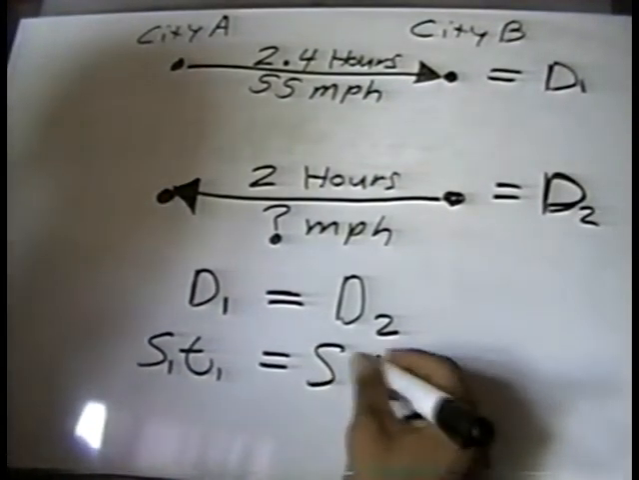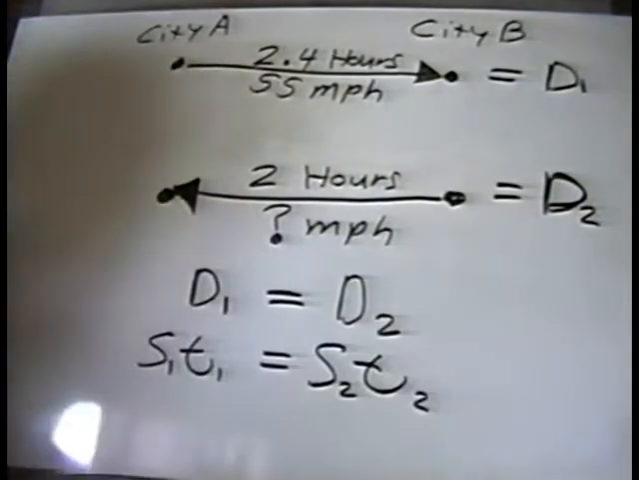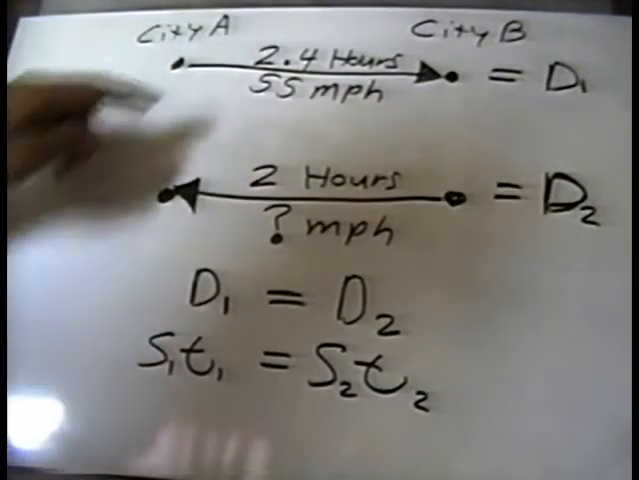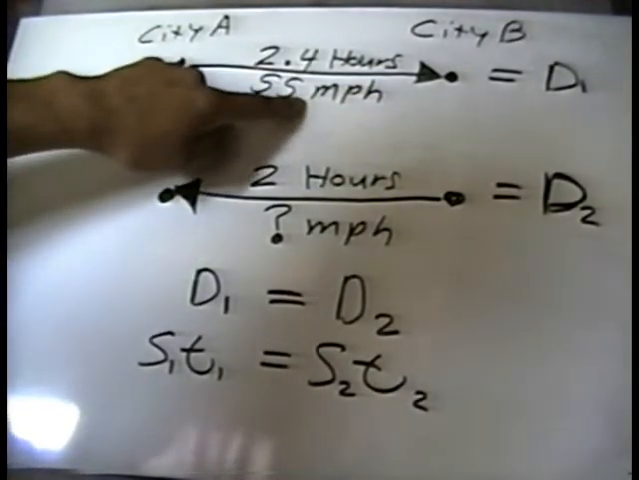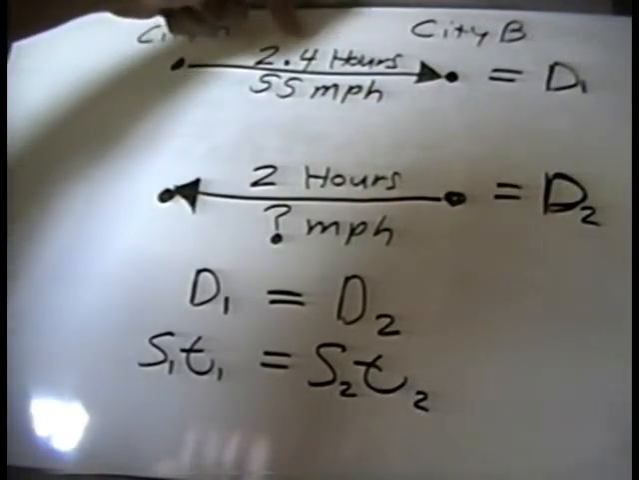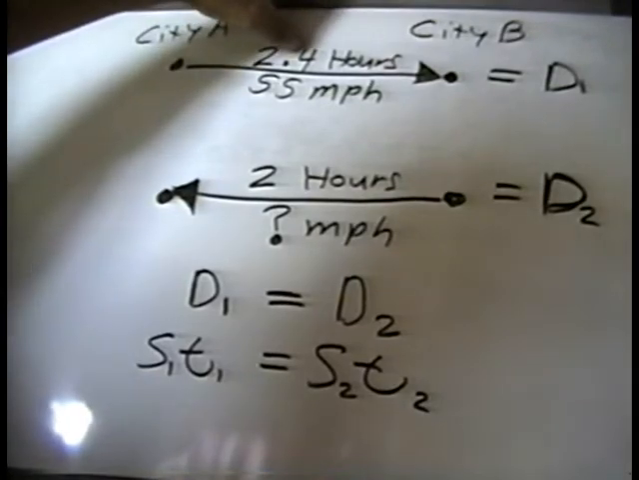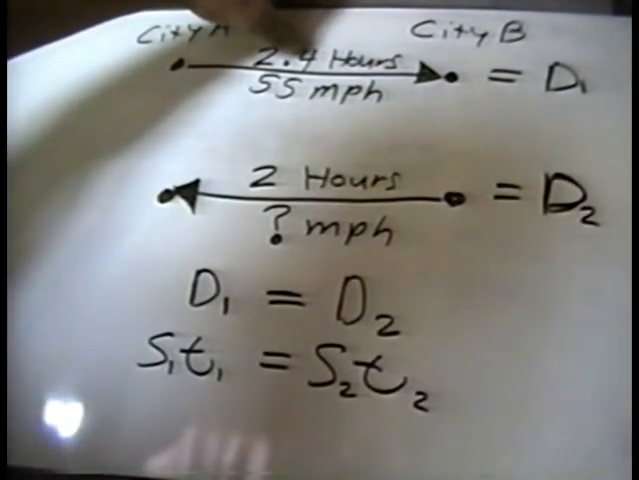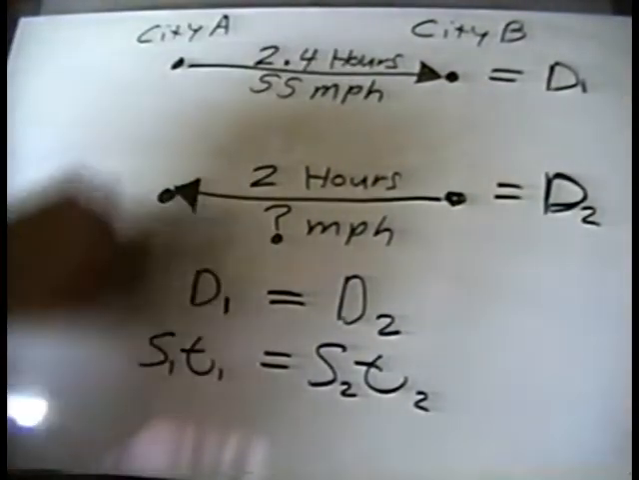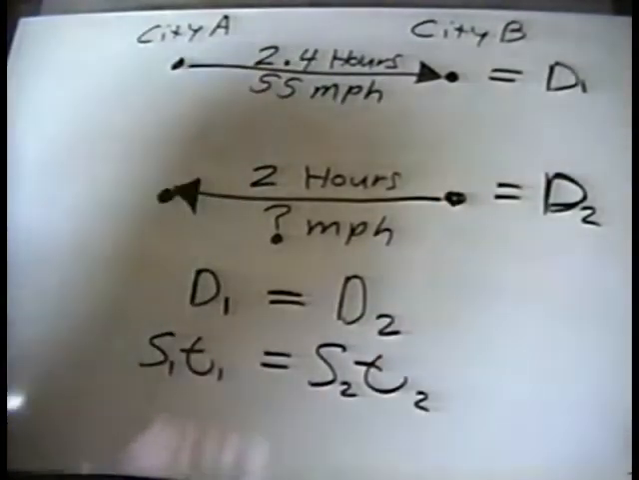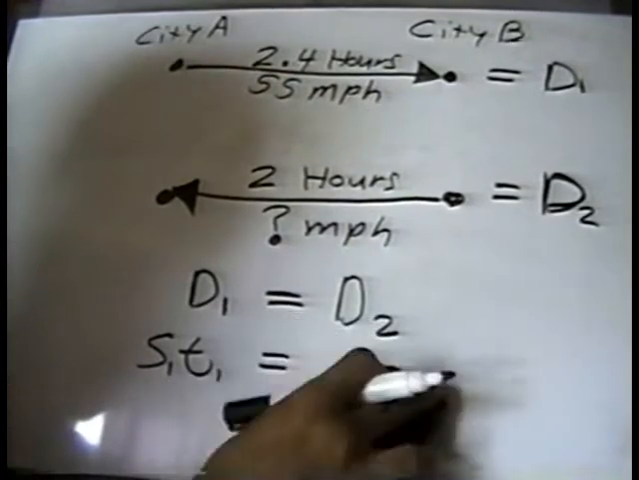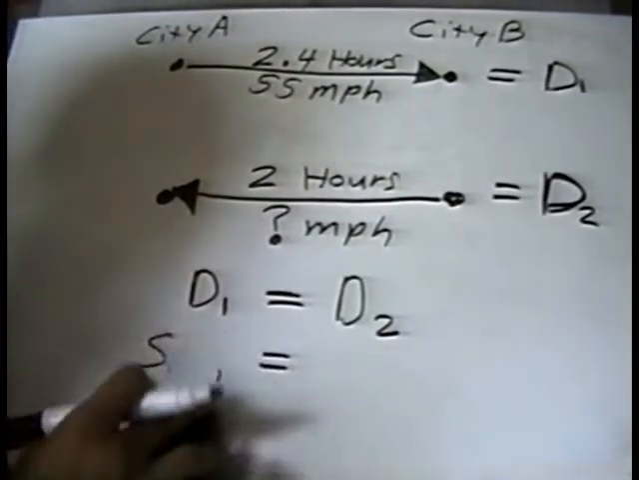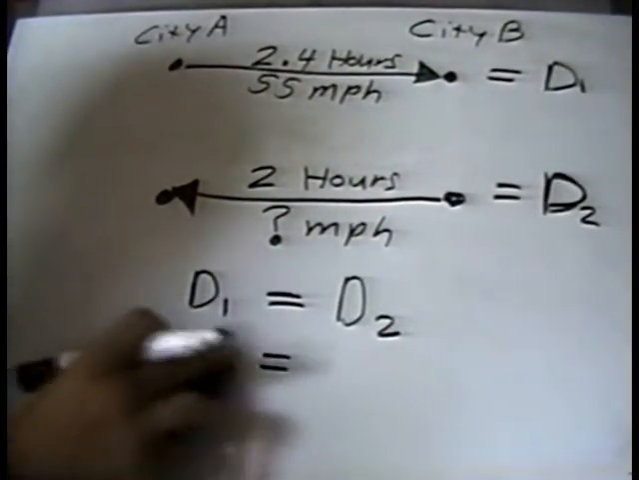So here D sub 1, and that's D sub 2 for the return trip. Now here, remember D equals S by T. Okay? So D here equals S by T for the return trip, and then S by T for the second trip.